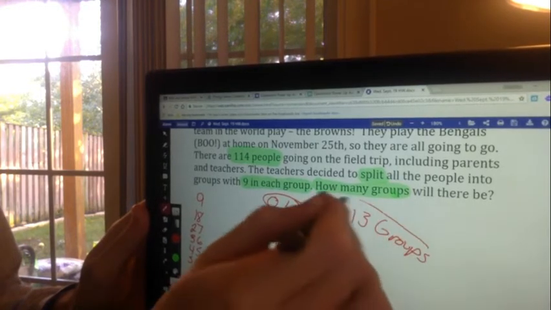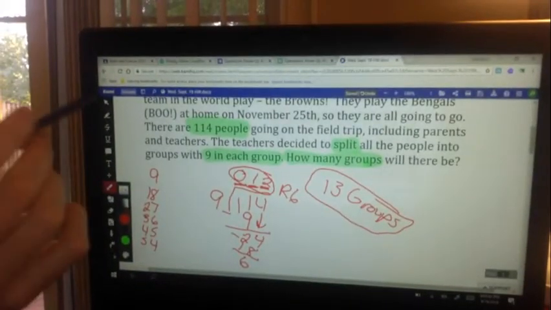13 groups. We got to be really careful when we're thinking about the remainder and what to do with the remainder. In this case, if we have 6 people left over, even if they don't make an entire group, they still count as a group. If we just put 12 groups, then those 6 people can't come, so we have to add on a 13th group. All right, let's move on to the next question.